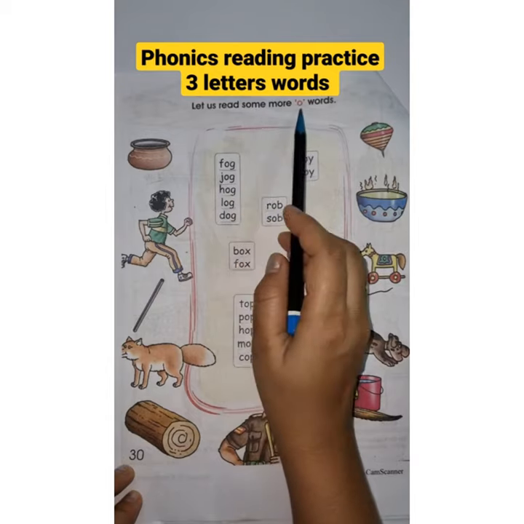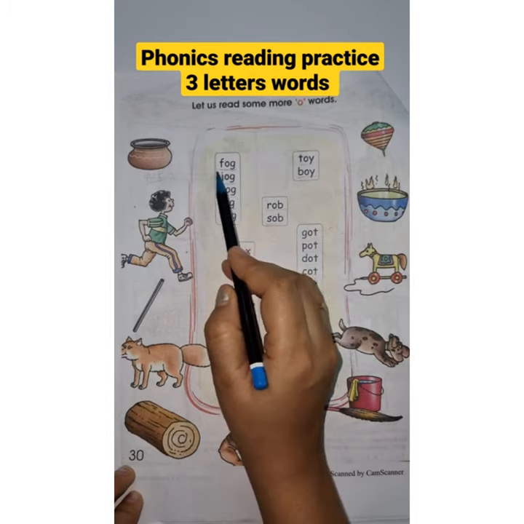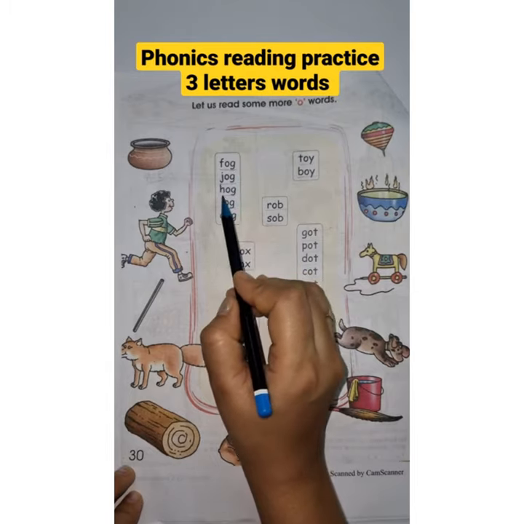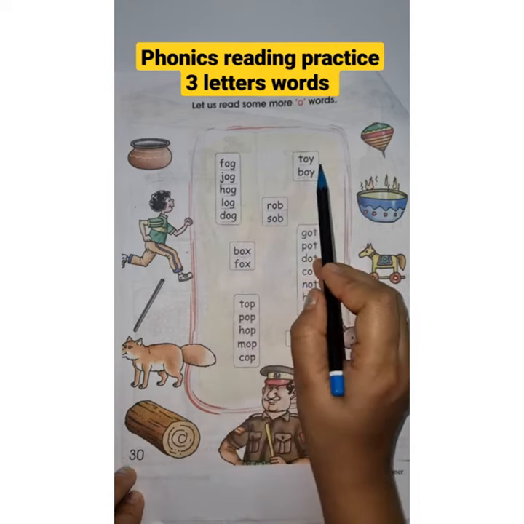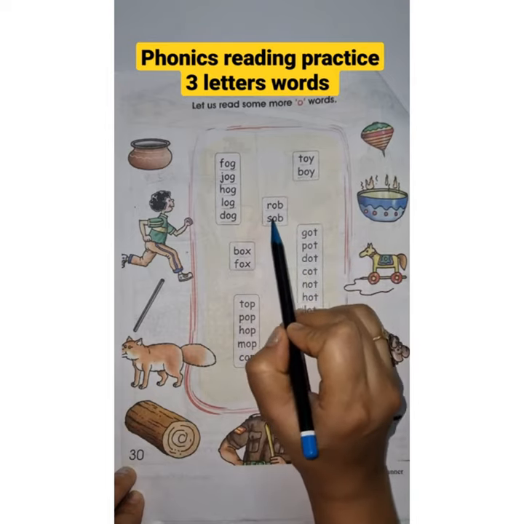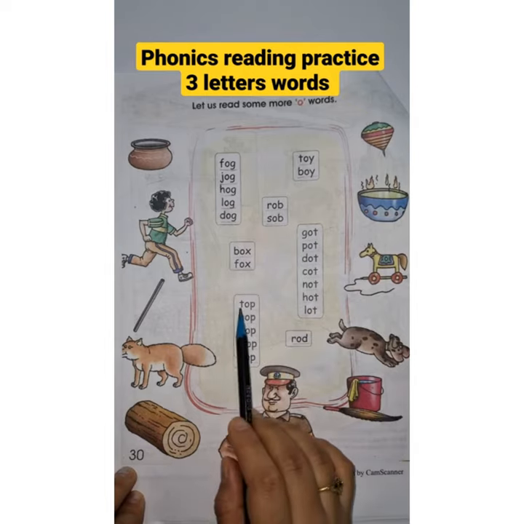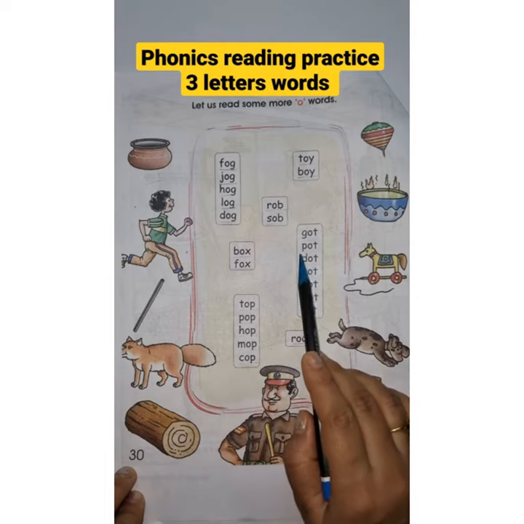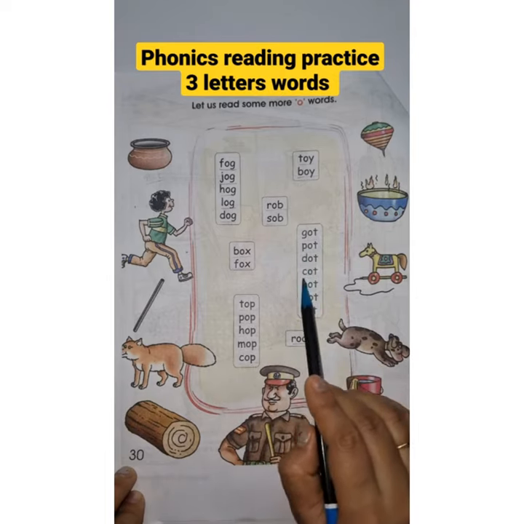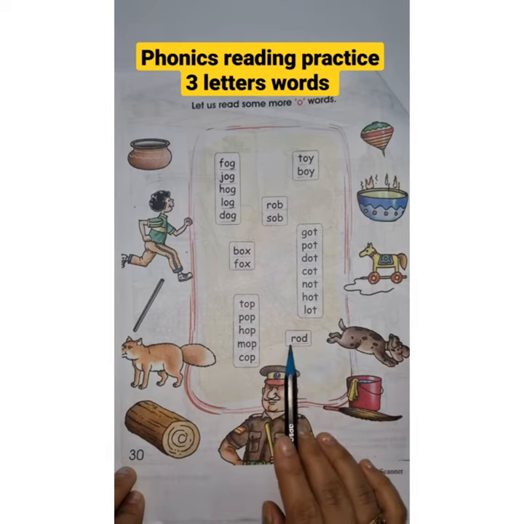Let us read some more O words. The sound of O is o. Fog, jog, hog, log, dog, toy, boy, rob, sob, box, fox, top, pop, hop, mop, cop, got, pot, dot, caught, not, hot, lot, rod.